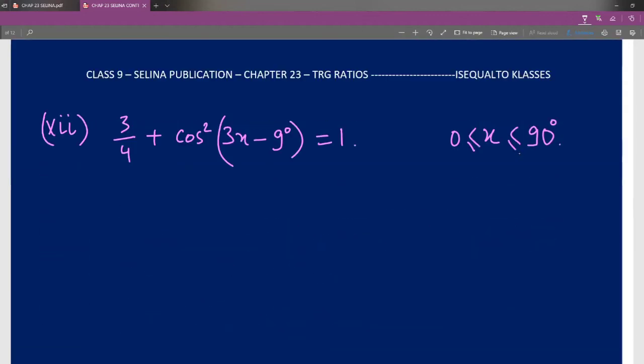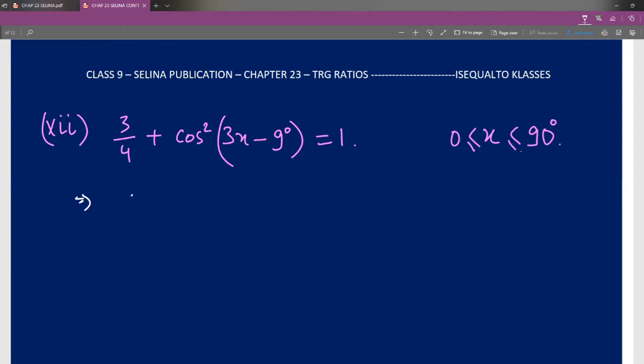Okay, so moving on to our next subpart. 3 upon 4 plus cos square 3x minus 9 degrees is equal to 1. Now this might look a bit complicated, but all you have to do is apply the same logic that I have solved in my earlier question.